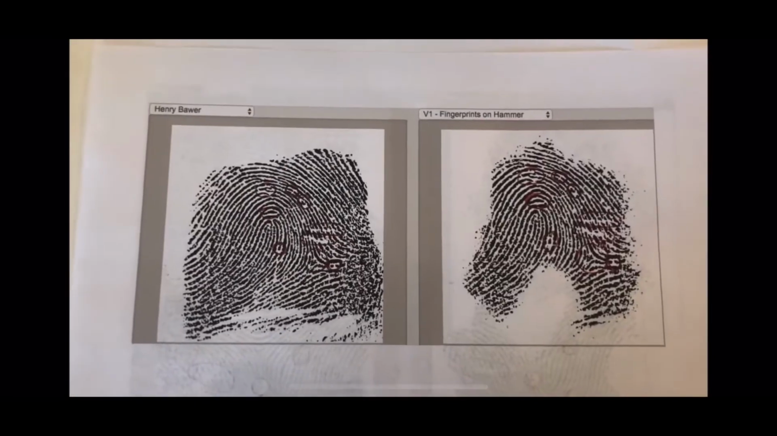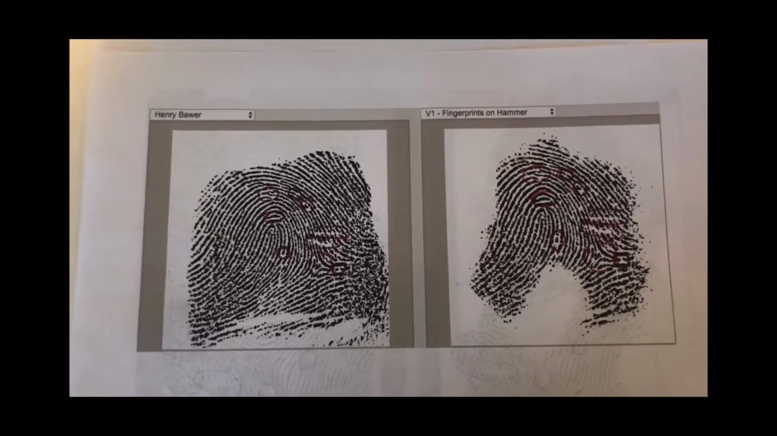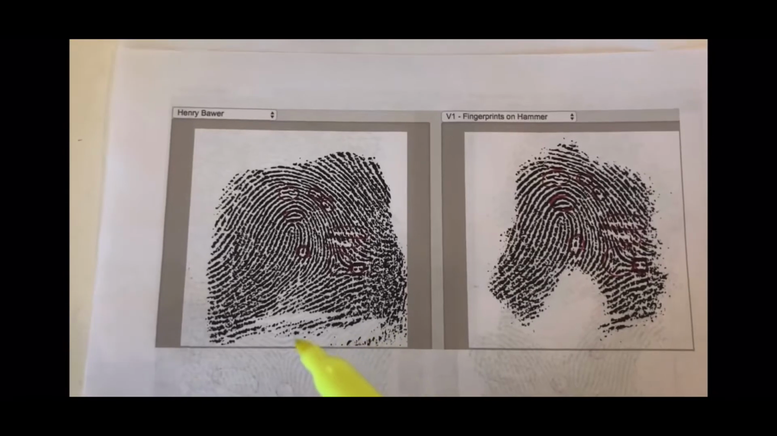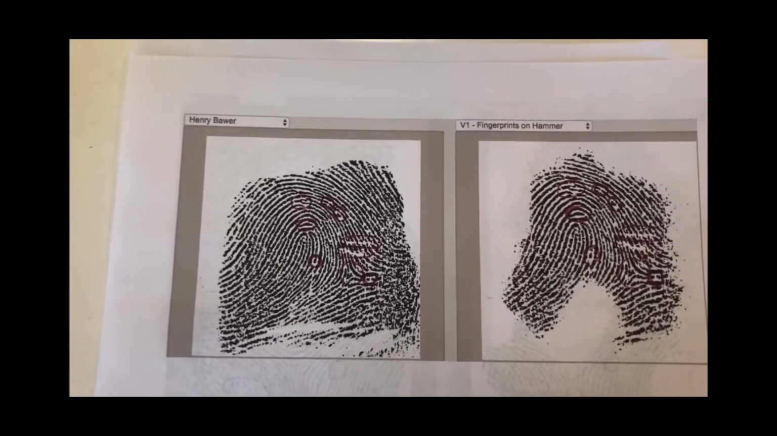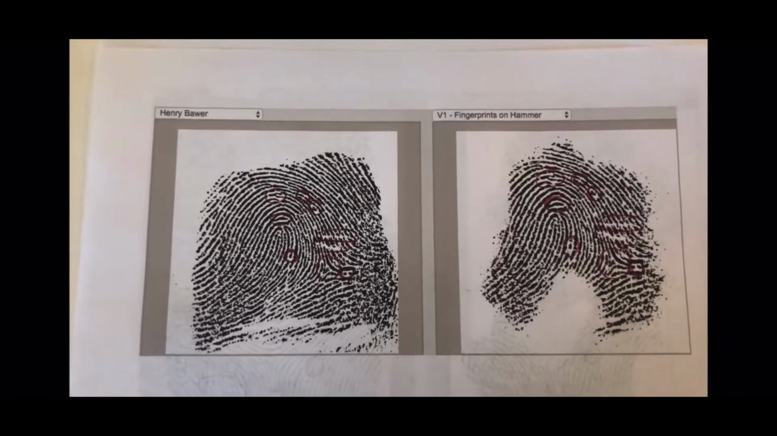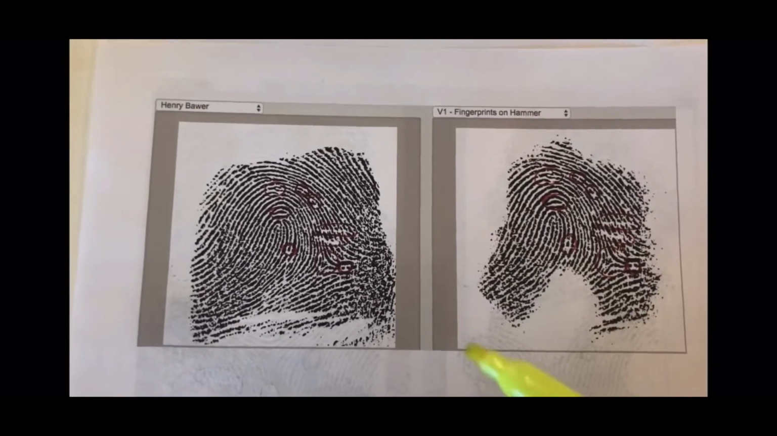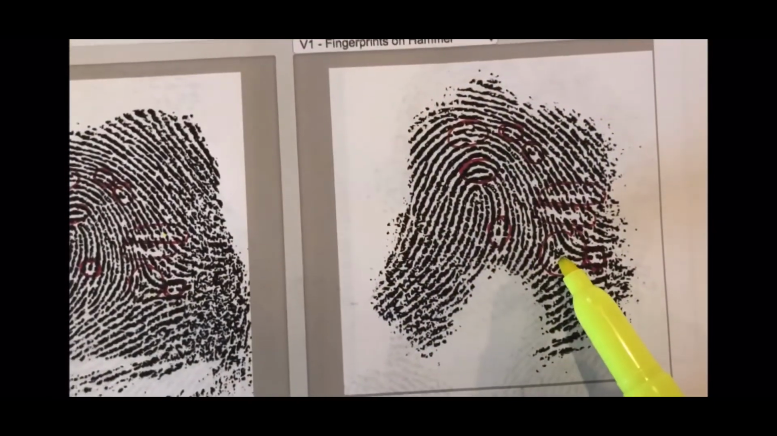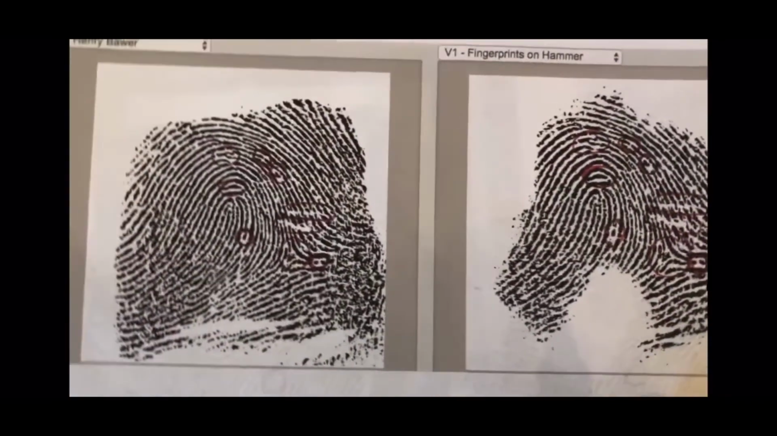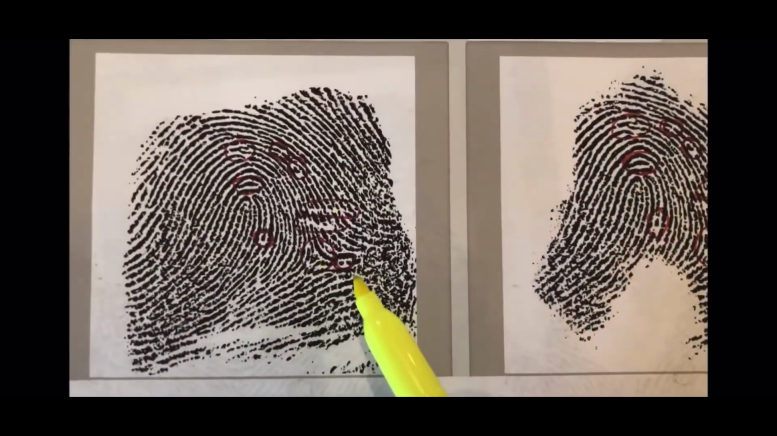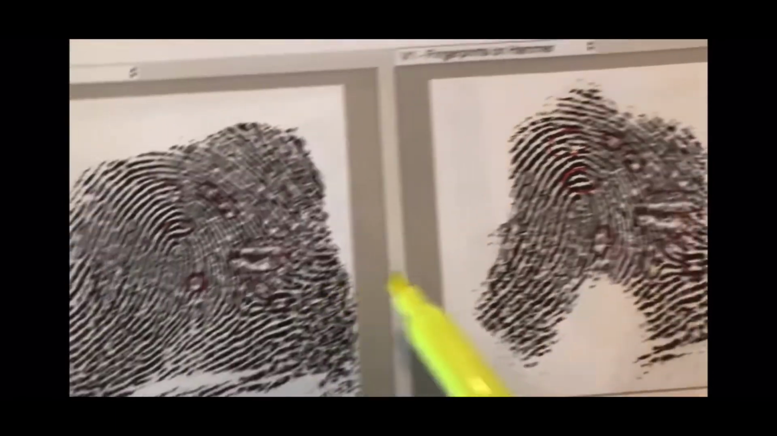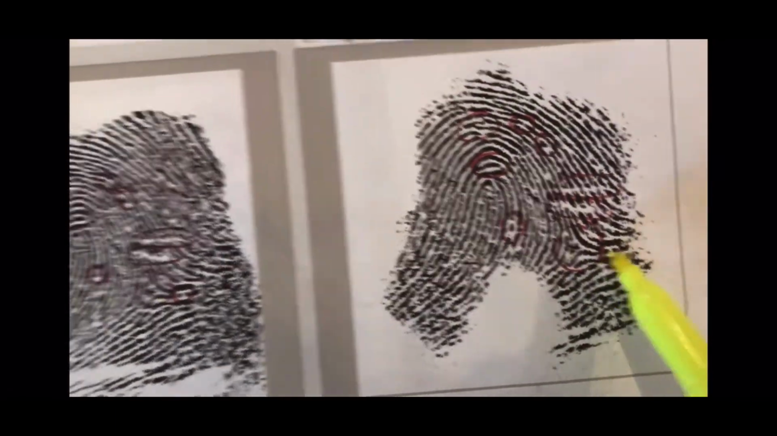The print that I'll be comparing are Henry Bauer's left index finger to the print found on the hammer at the crime scene. Here you can see that it is an ulnar loop, and this one is also an ulnar loop. If you take a closer look, you can see they have matching deltas. A delta here is matching with this delta here. Also, a giveaway is right to the right of the delta is 2 dots, seen again here, 2 dots.